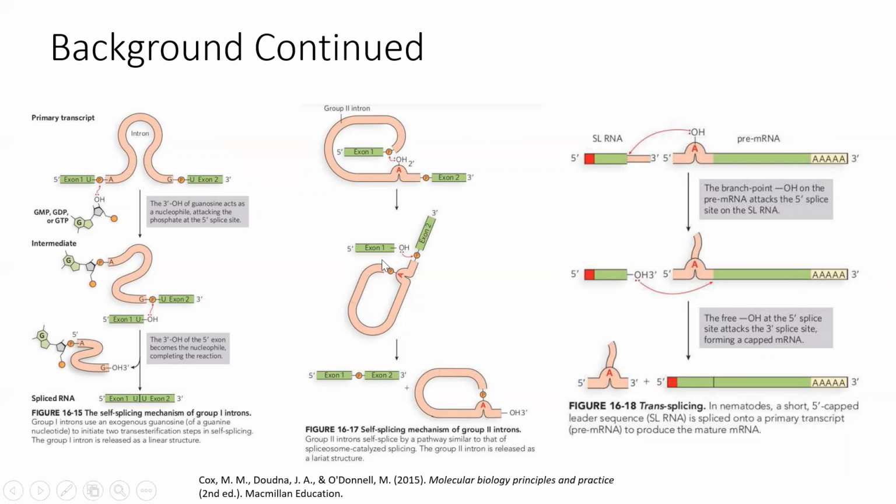create the active sites. Then the last mechanism that we learned is the trans-splicing, and it's shown to the far right. And it basically functions by having exons from different RNA molecules fused together. And it works by having the branch point on the pre-mRNA attack the 5' splice site of the SL RNA. And then the 5' splice site then attacks the 3' splice site, forming the newly formed mRNA molecule.